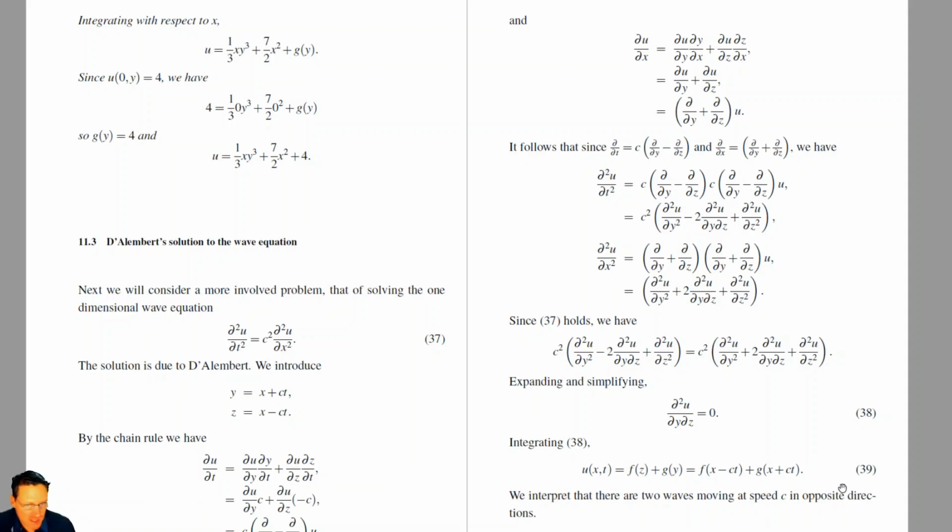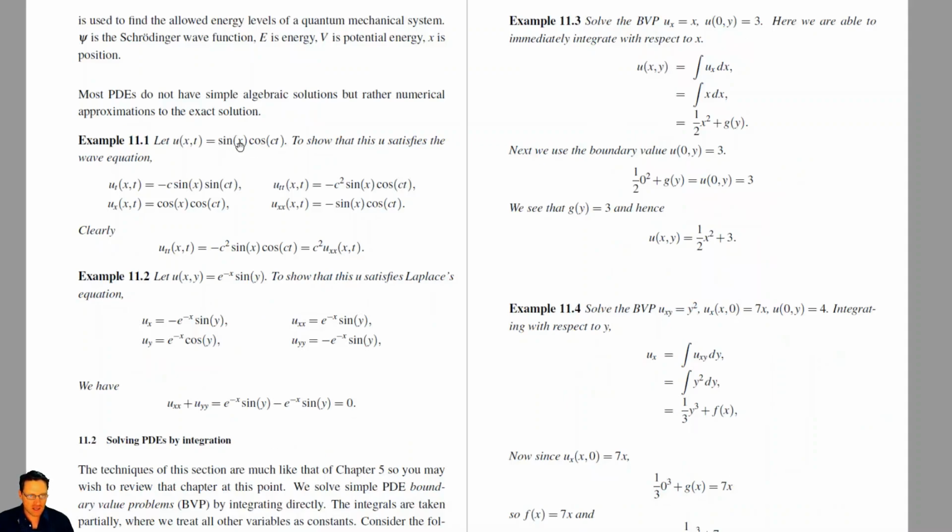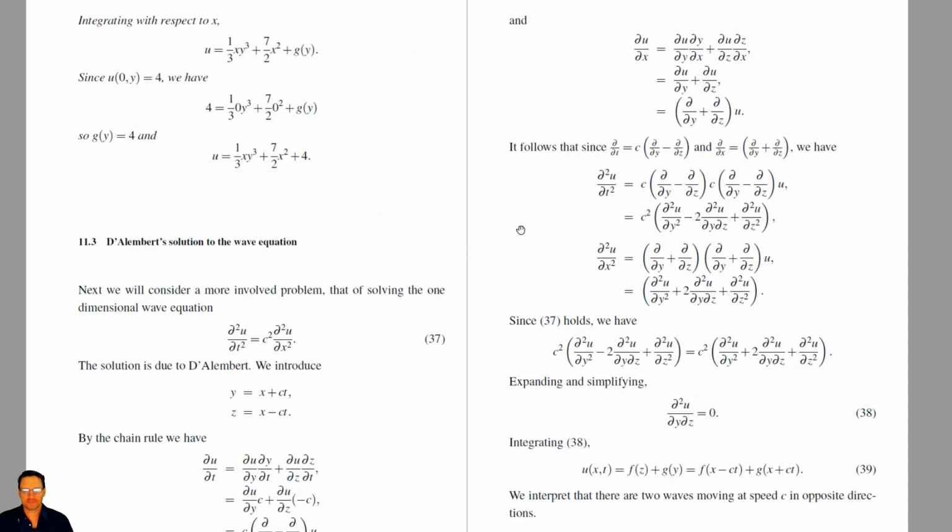Because remember, there are many possible solutions to the wave equation. Waves come in all kinds of shapes and sizes, right? And they satisfy the wave equation. So we could then have something that looks like sine of x cos of ct, or something else. So how do we get f and g? Okay, so these come from particular boundary values or initial values.